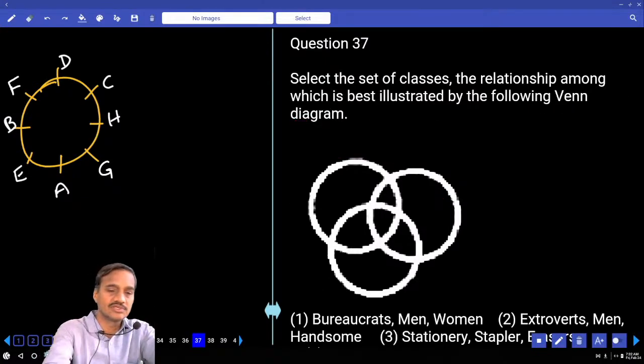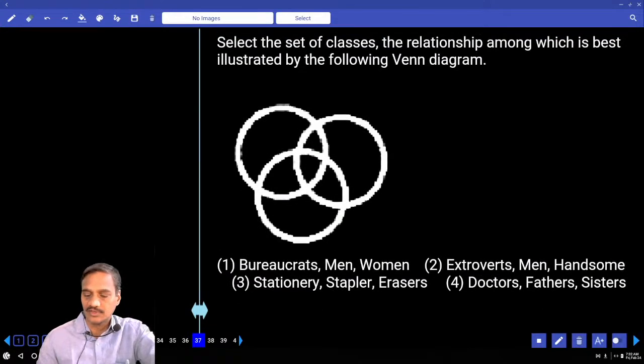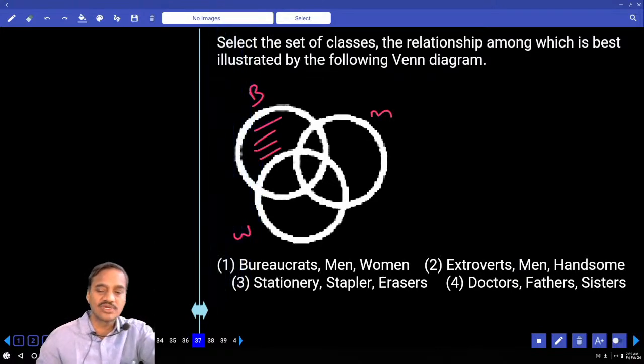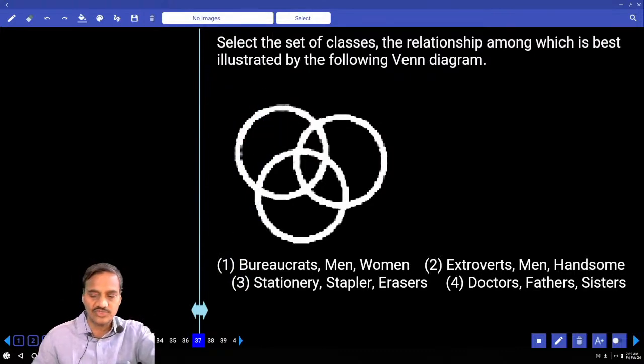Then next 37th one. Now in this Venn diagram, tell me which figure represents this one. Now bureaucrats, men and women. Some bureaucrats are men and women. Now if you take bureaucrat like this, men and women, but who are these? Bureaucrats who are neither men nor women, is there a chance? There is no chance, right? Hence choice 1 is ruled out.